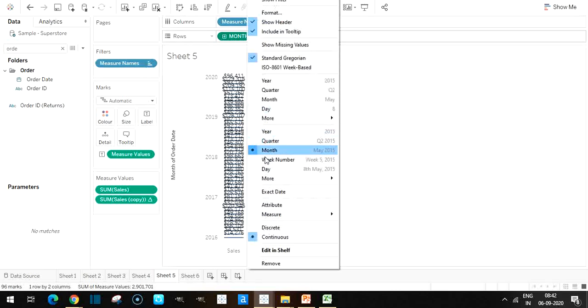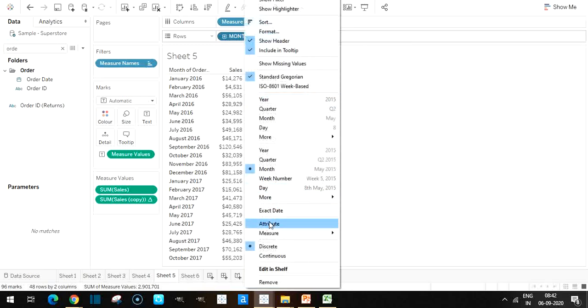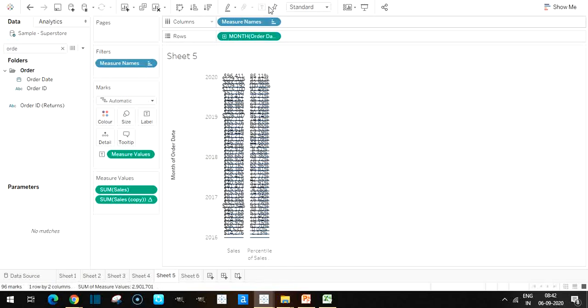So this is my continuous. So I'll make it discrete to get all the numbers properly. Yeah. So see that the colors are changing from green to blue. When I turn this to discrete, it becomes blue. When I turn this to continuous, it becomes green.